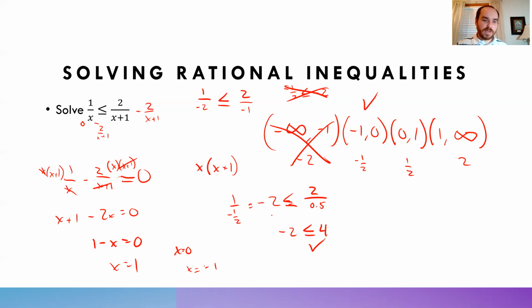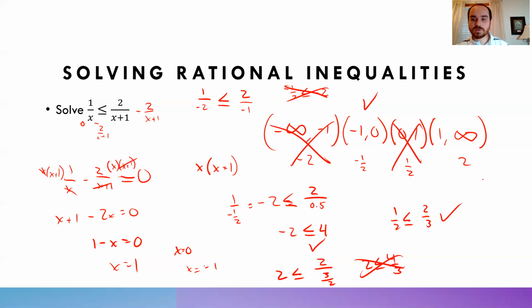Then we're going to use positive 1/2, so this time we'll get 2 less than or equal to 2 over 1.5 or 3/2. That's 4 over 3. 2 less than 4 over 3. This is untrue, so this one doesn't work. And then we plug in 2. We have 1/2 is less than or equal to 1 over 2 plus 1, which is 2/3. 1/2 less than or equal to 2/3. This one is true, so this one works as well.